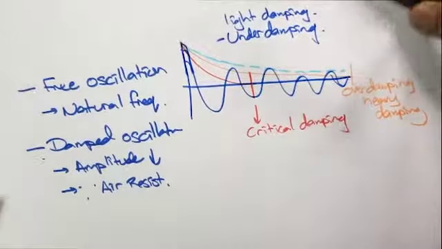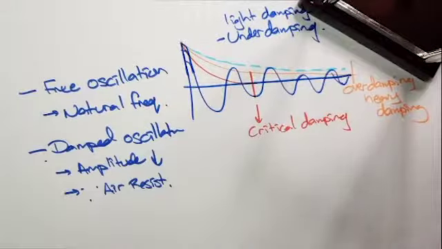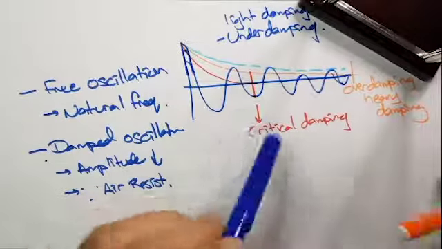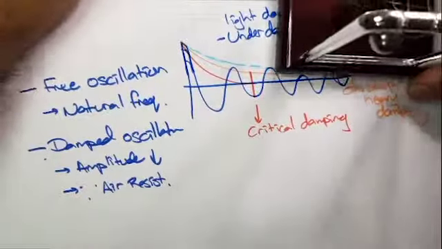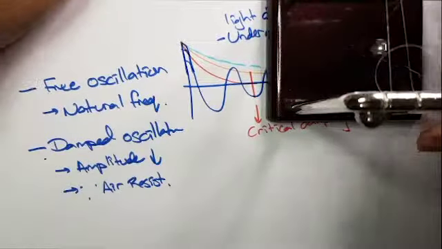We have underdamping or light damping, we have overdamping, heavy damping, and the perfect sort of damping is critical damping. We usually want to do critical damping. That's when we want systems to lose energy as fast as possible. For example, buildings, sometimes car suspensions, and these sort of things.